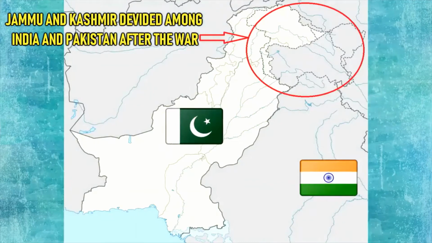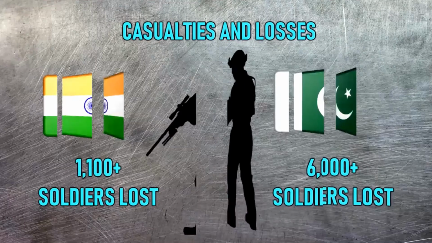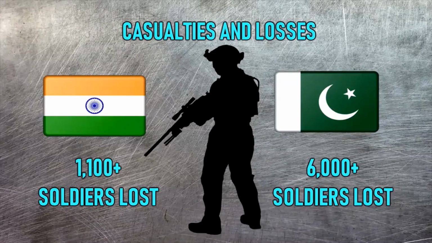Territorial changes. UN ceasefire line of 1949. Later becomes line of control after the Simla Agreement of 1972. Pakistan controls roughly a third of Kashmir, whereas India controls the rest: Kashmir Valley, Jammu and Ladakh. Casualties and losses. India, 1,100 plus soldiers killed. Pakistan, 6,000 plus soldiers killed.